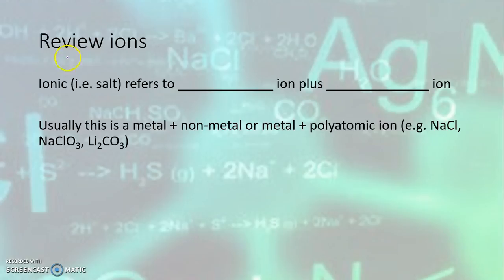All right, so reviewing ions. Let's just go back through those again. Remember, if something is ionic or is a salt, it refers to a positive ion, which we call a cation, and a negative ion, which we call an anion. If you have those two together, it forms an ionic compound. Usually this is going to be a metal and a nonmetal, or a metal and a polyatomic ion, or a polyatomic ion and a nonmetal. Any of those would show that it's an ionic compound.